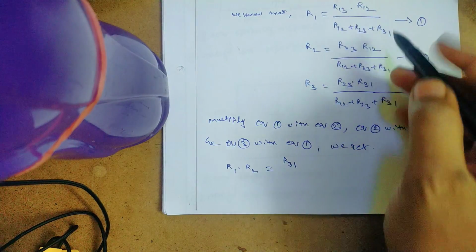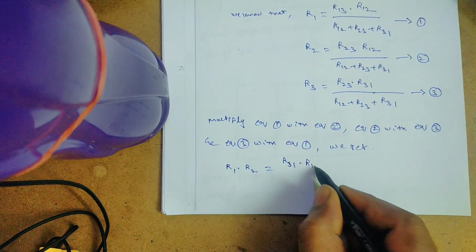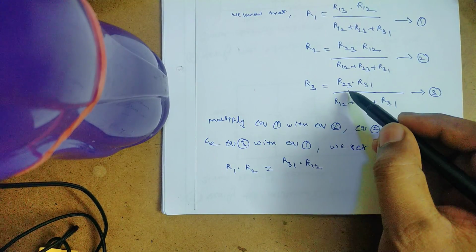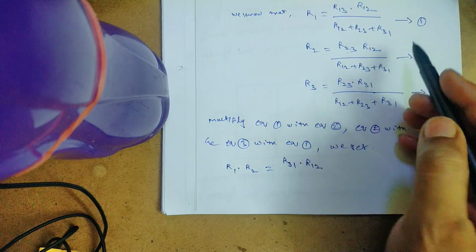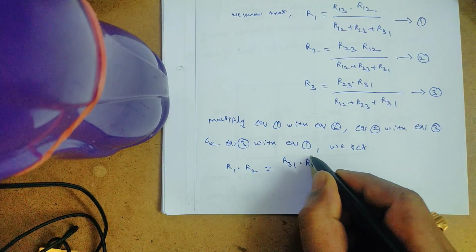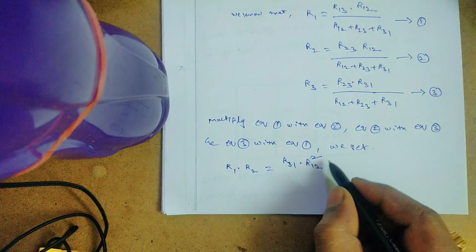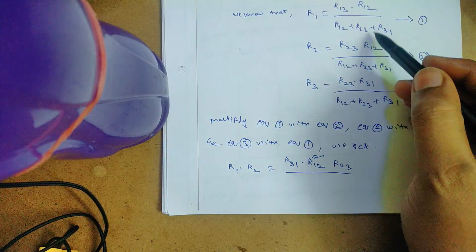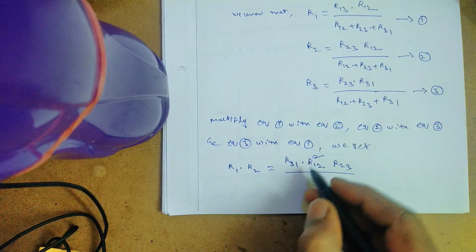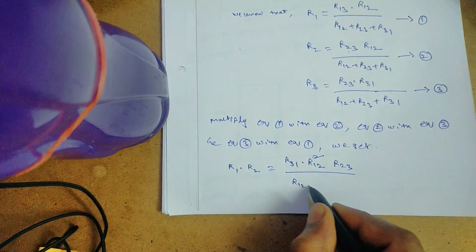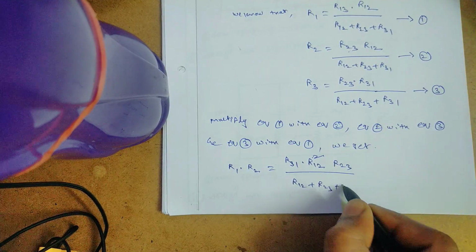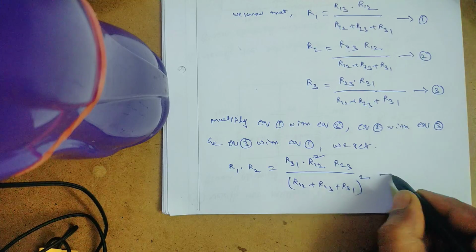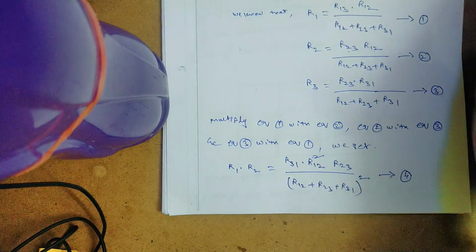R31 into R12. See here we have R12, we have one more R12, then we write R12 square, and here it is R31 square. Here the denominator is the same, so we get R12 plus R23 plus R31 whole square. This is expression number 4.